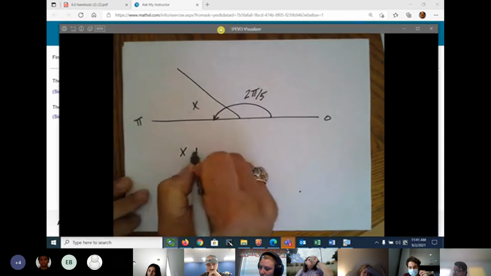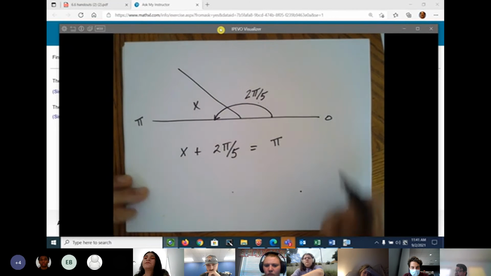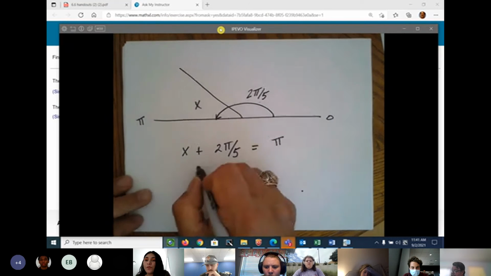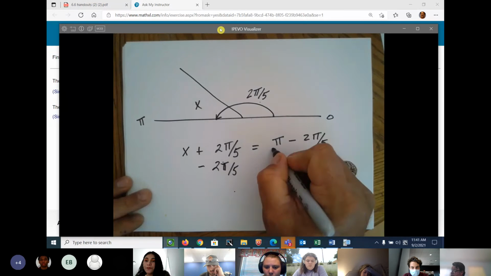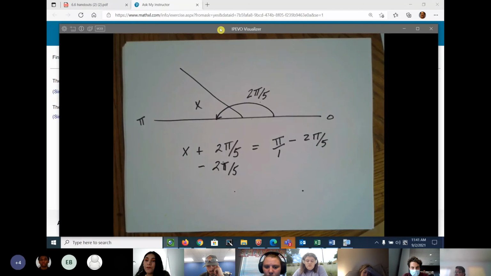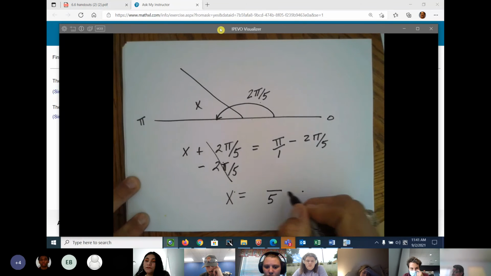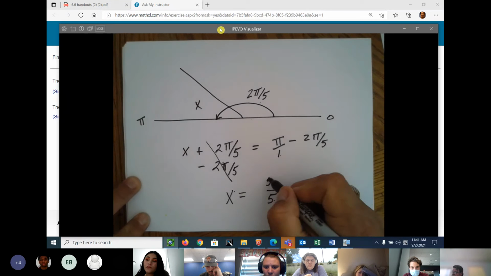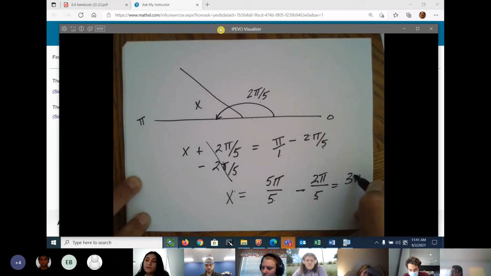So x plus 2 pi over 5 is equal to pi. Minus 2 pi over 5, minus 2 pi over 5. And this is pi over 1. So we have to have a common denominator. So that's a 5, and that's a 5. And 1 will go into 5 pi, and 5 will go in there 1 time, 2 pi. So our answer is 3 pi over 5.